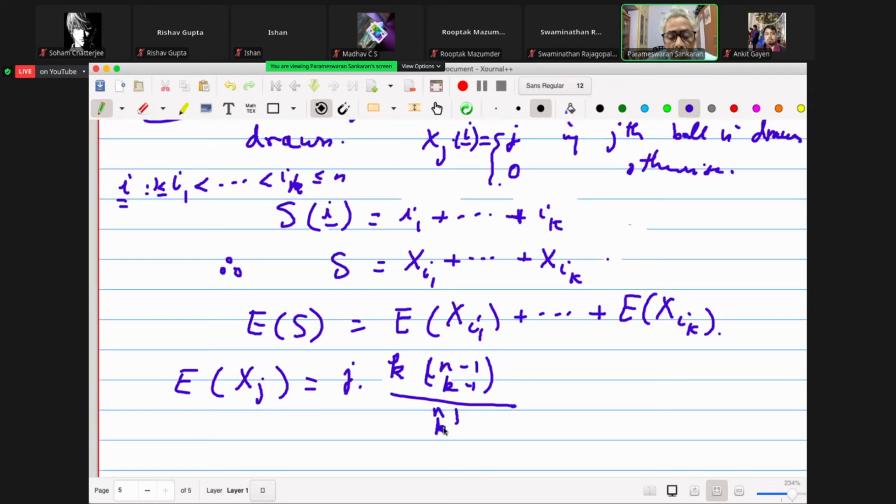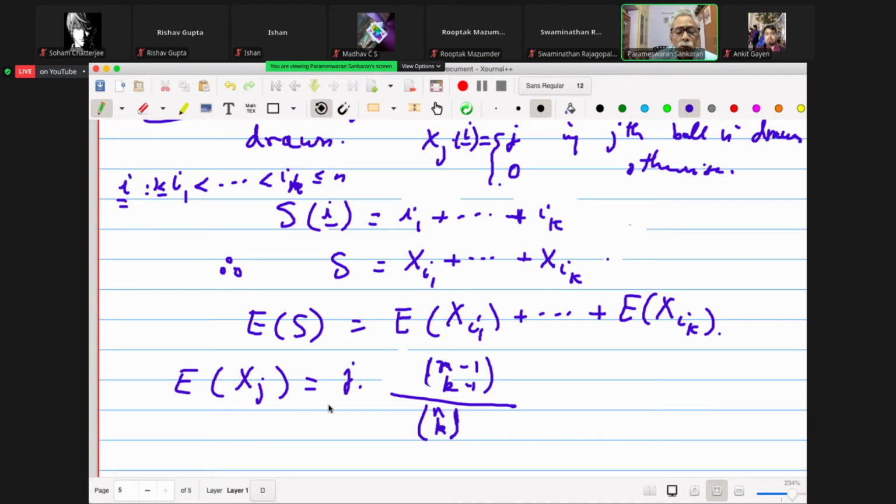You see, this j must have come out of the k choices. Out of the k, one of them must be j. So this is actually choosing, because I have already chosen my j. J is not there, so n minus 1. Remaining k minus 1 comes out of n minus 1 choices. Total number of choices is blind to any choice you have made and choose k.